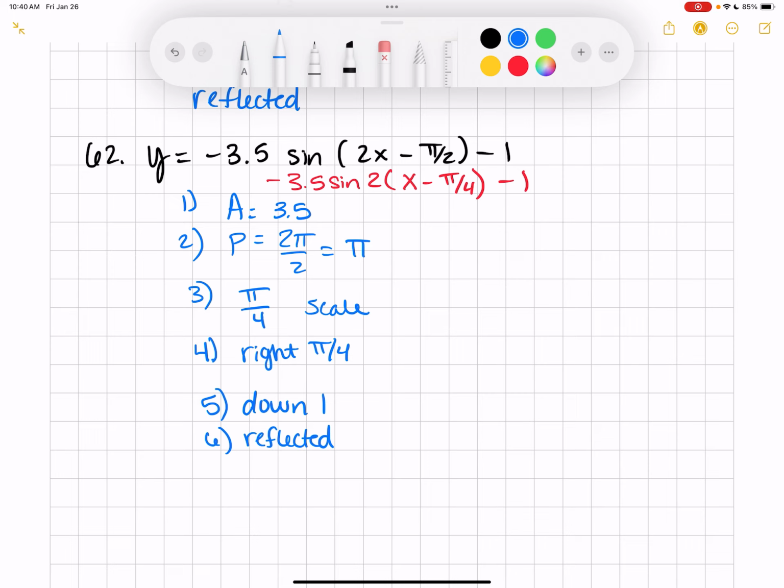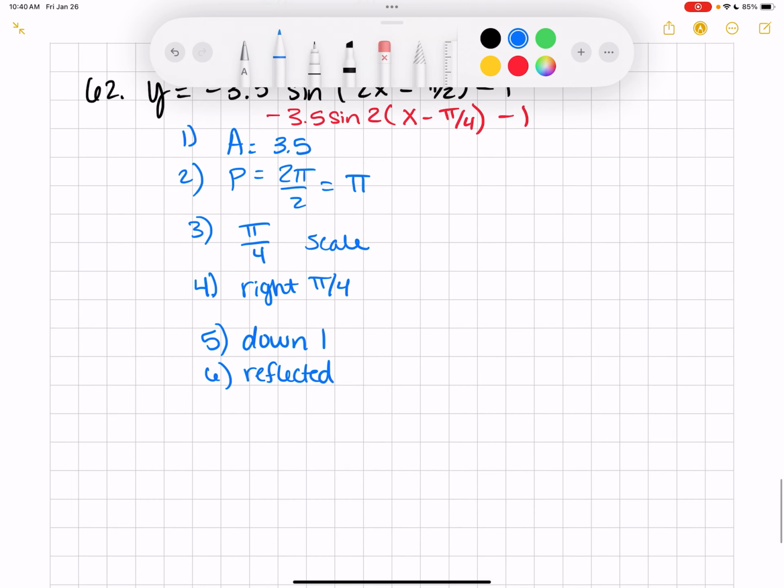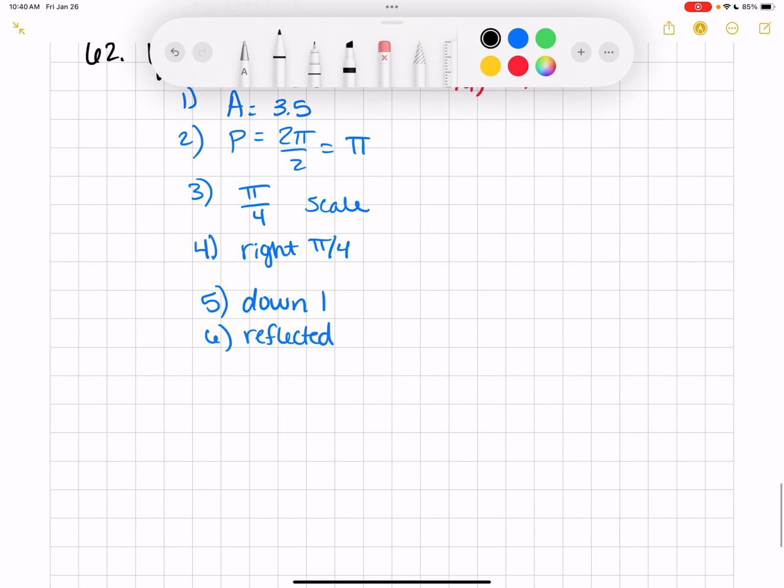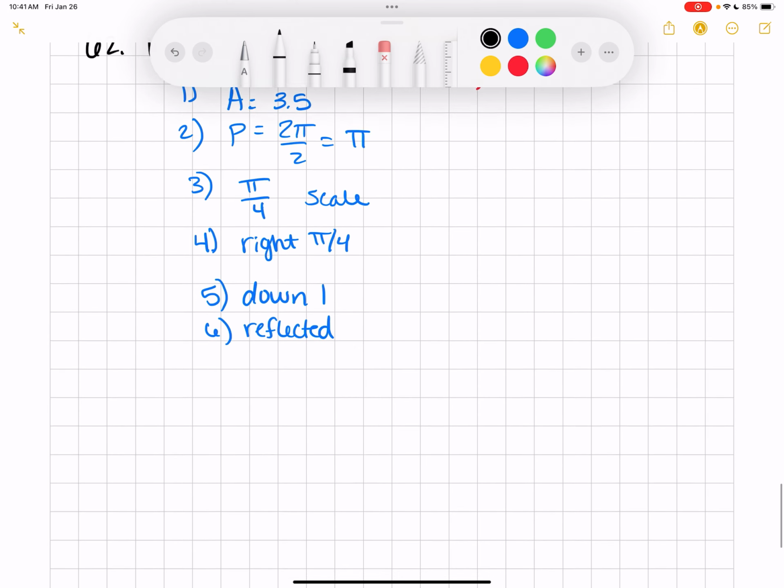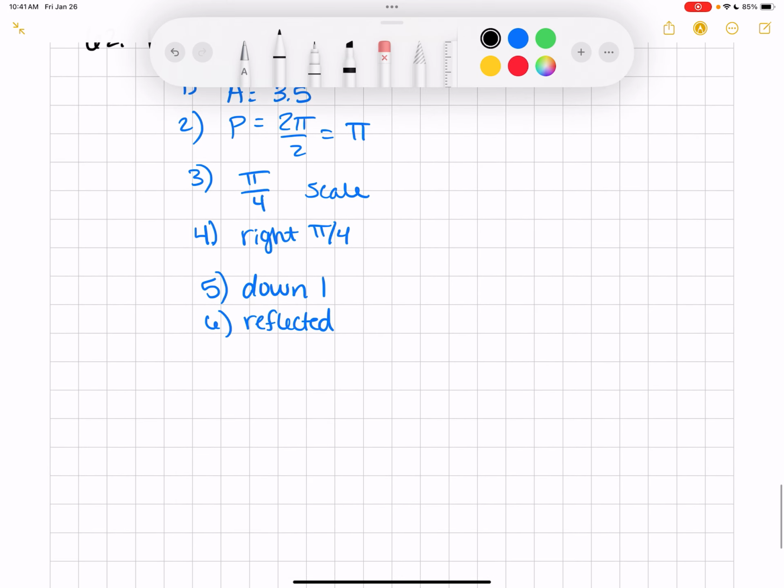So when I initially graph the parent function, I'm going to go ahead and do the reflection because all it's doing is taking it and flipping it over. So I've got an amplitude of 3.5, and I know it's going to be shifting down 1, so I'm going to make sure I might make this graph kind of big. I'm going to do increments of 0.5 for me personally.